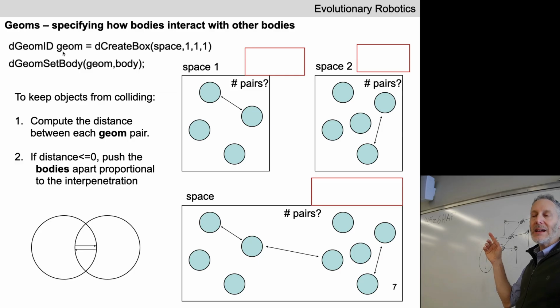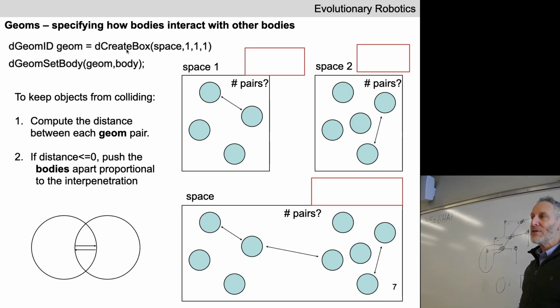ODE. So we've created a data structure called geom, which describes all the geometry of an object. And we then assign that in ODE. You would assign that geometry to a body. Think of this like wrapping a skin around an object that has some mass properties and positional properties already. Again, kind of a non-intuitive way to do things.